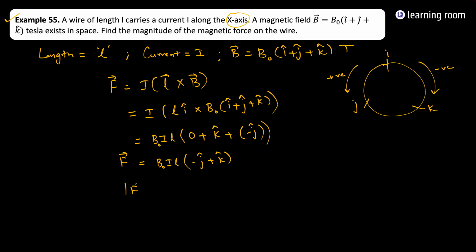They ask the magnitude of F vector, which will be equal to B naught into I into L into, how much is this value? Square root of 1 square plus 1 square, which is square root of 2. So the answer will be root 2 times B naught I L, and this is the magnitude of the force. That's what they ask, no? Find the magnitude of the magnetic force on the wire. I hope it is clear. When it comes to the direction, it is the direction of minus J cap plus K cap. Clear?